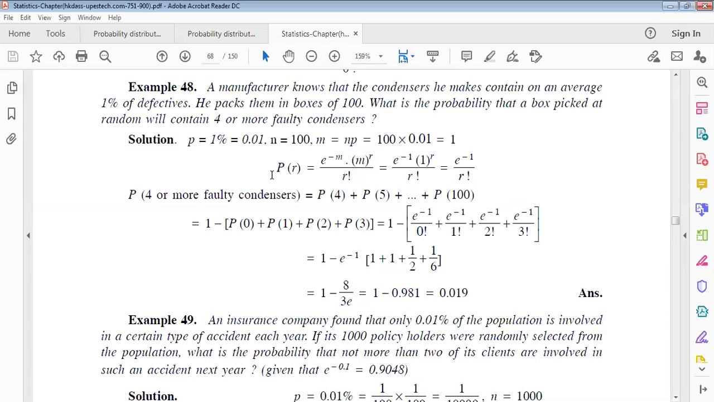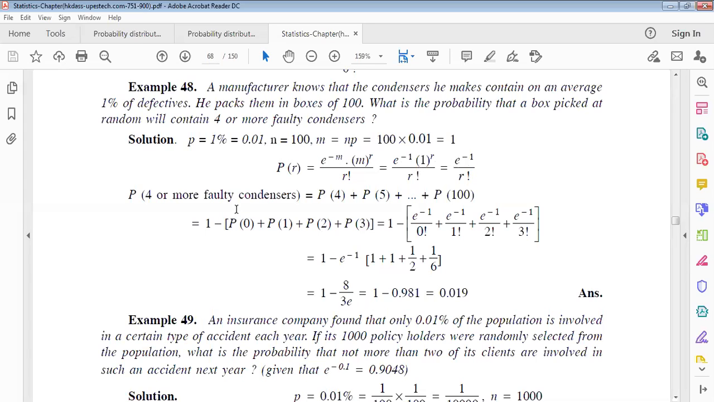So the probability density function for the Poisson distribution is the same density function, putting m equals 1, we get this. Something 1 to the power something equals only 1, remember it. Now we have to find the probability that a box picked at random will contain 4 or more faulty condensers.